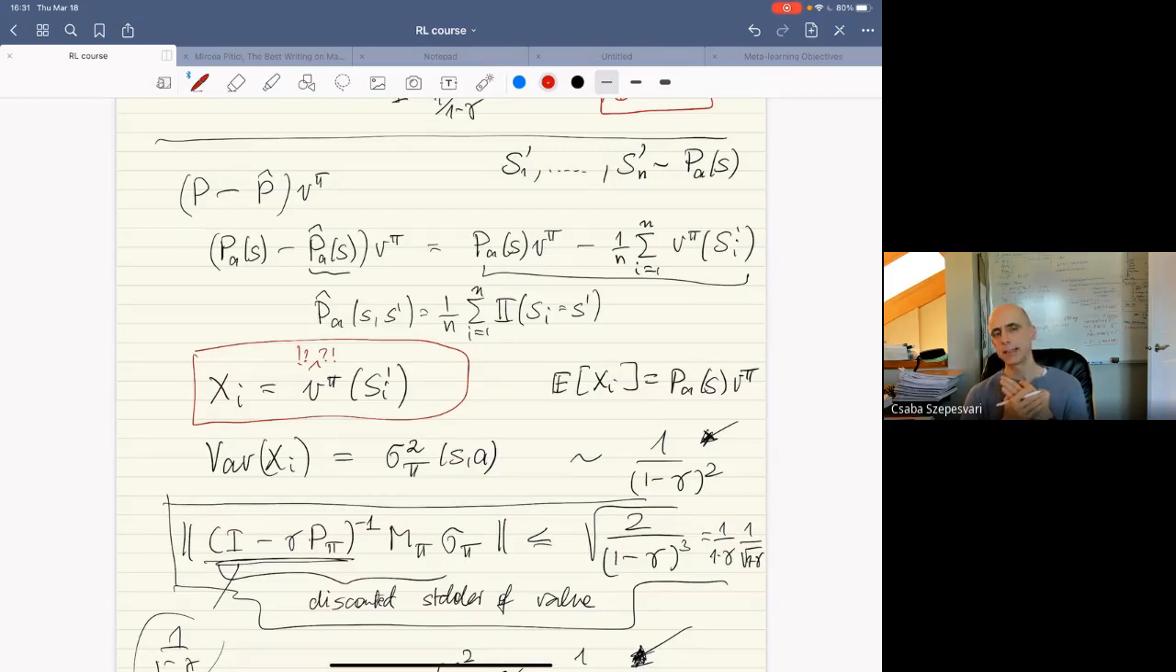So that's the gist of how you can improve the sample complexity from H to the 6th to H to the 4th first, and then eventually H to the 3rd. And then the second question is: is this tight?